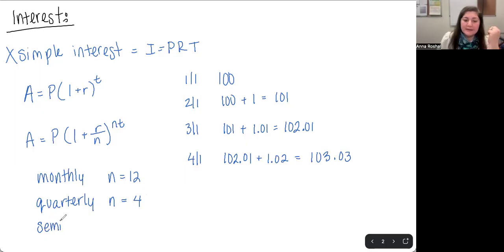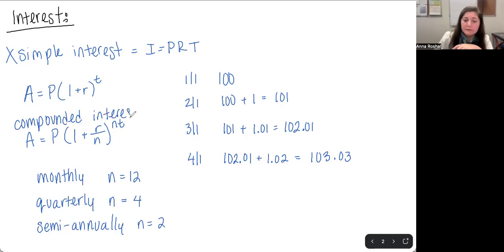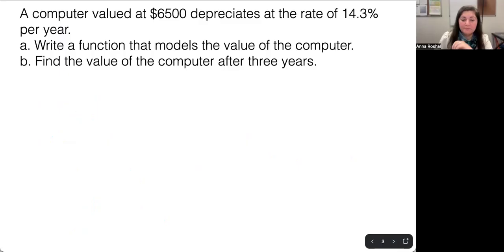You can compound it semi-annually. That's going to be N is 2. Bi-monthly will be 24. Daily will be 365. So that really just depends. And that number is going to show up twice in your formula. Okay. This is called compound interest. I think it's compound, not compounded. Okay. So let's get to the things that really matter.